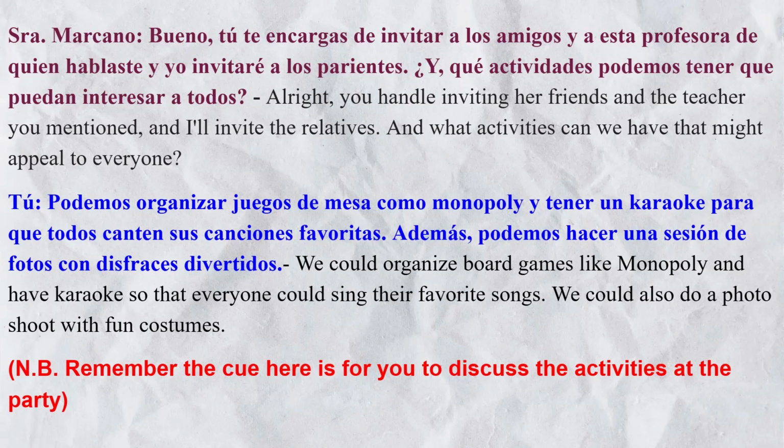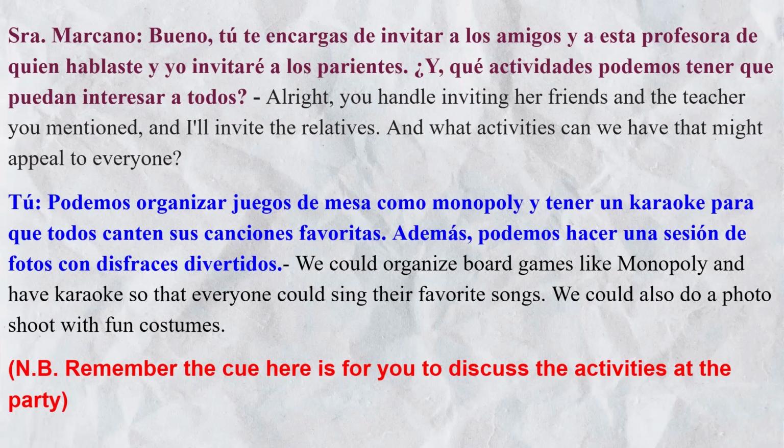Okay, so which means we could organize board games like Monopoly and have karaoke so that everyone could sing their favorite songs. We could also do a photo shoot with fun costumes. So remember, guys, the cue here is for you to discuss the activities at the party. Okay? This is what the cue required us to do.